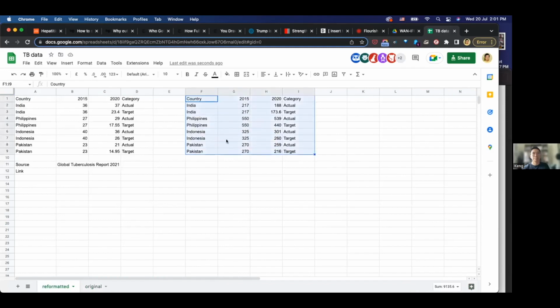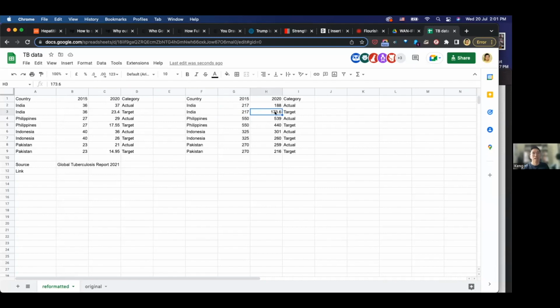So you can see that it's much easier, right? I have all the 2015 numbers. I have the 2020 numbers. But for the target numbers, right, I used a formula, right? Which means I used 217 times 65%, which means a reduction of 35%, right? So the target is to reduce the mortality rate from 217 to 173.6.